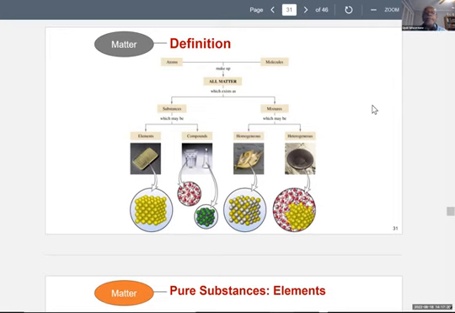The way that atoms and molecules combine, and different combinations of atoms and molecules, create two categories. Atoms combine to create pure substances. Do you see substances there? What is a substance? It could be either an element or a compound.